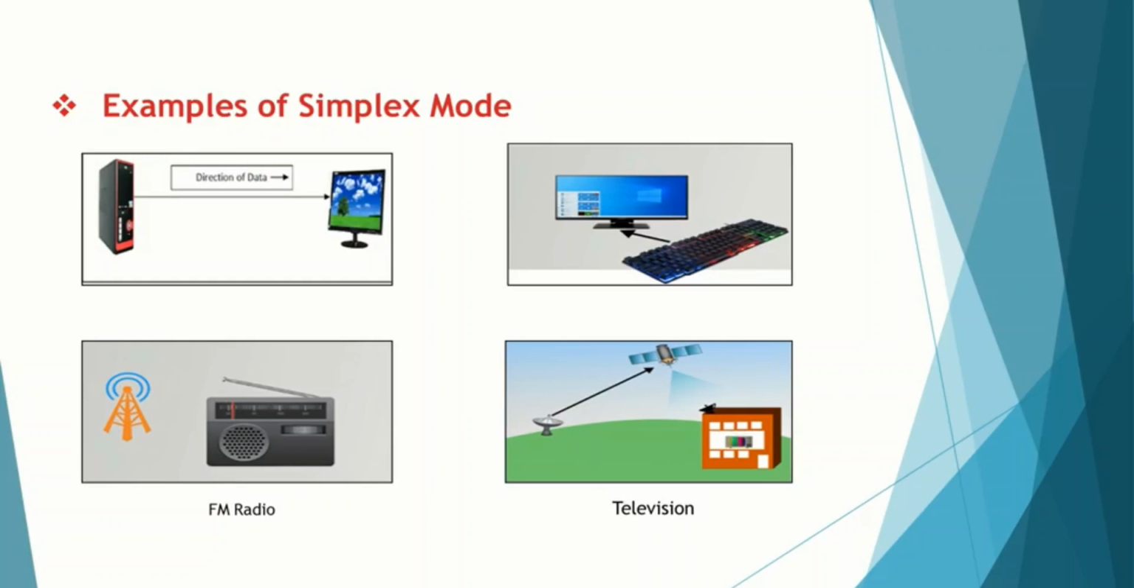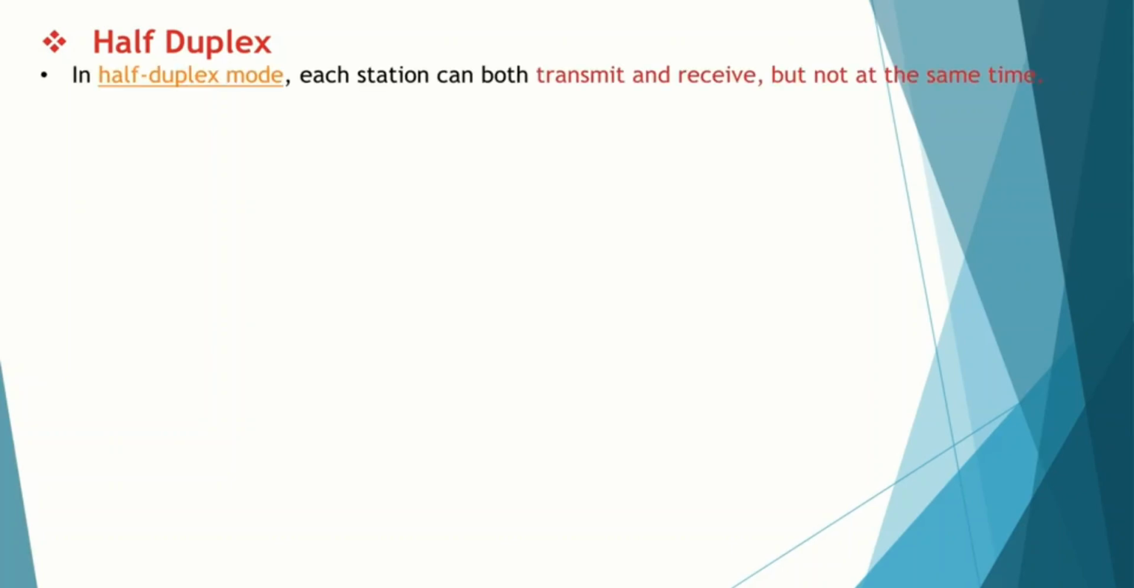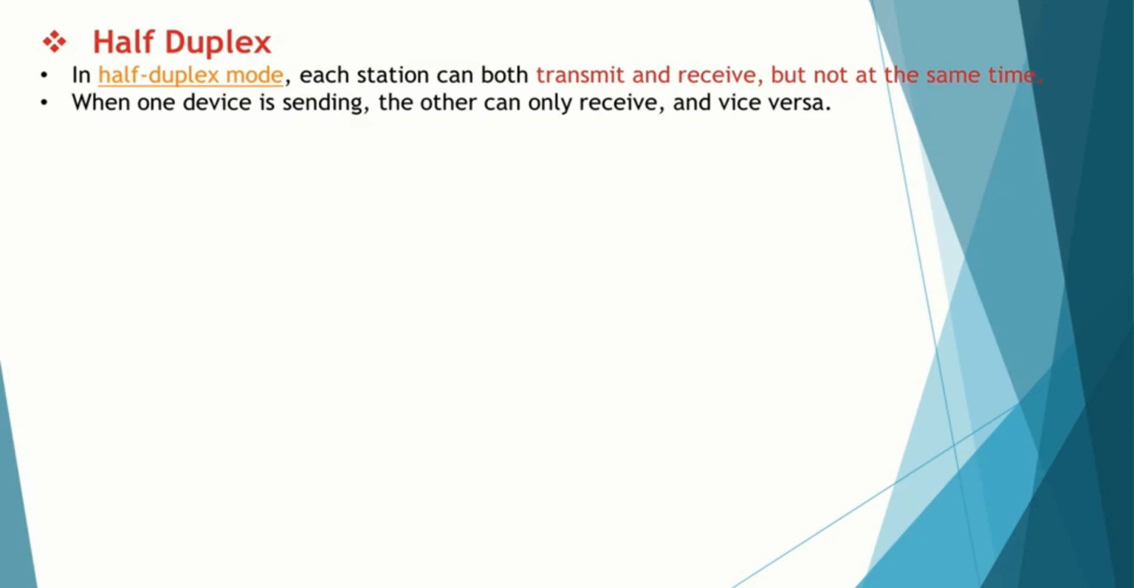Now we will move towards the second mode of communication, that is half duplex. In half duplex mode, each station can transmit and receive the data but not at the same time. What does it mean? It means that in half duplex, when one device is sending, the other can only receive, and vice versa.